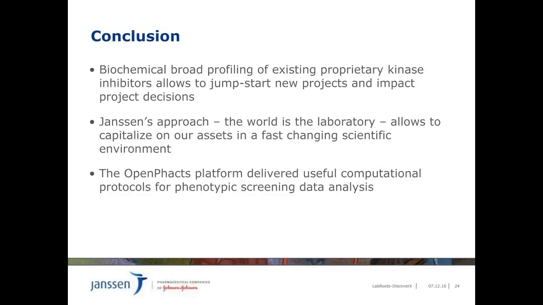I wish to summarize the seminar with a few conclusion statements. Biochemical broad profiling of existing proprietary kinase inhibitors allows to jumpstart new projects and to impact project decisions. Second, the Janssen approach, the world is the laboratory, allows to capitalize on our assets in a fast-changing scientific environment, as seen both in the KINOMEscan and the DSTT projects. And third, the OpenPhacts platform delivered useful computational protocols for phenotypic screening data analyses.